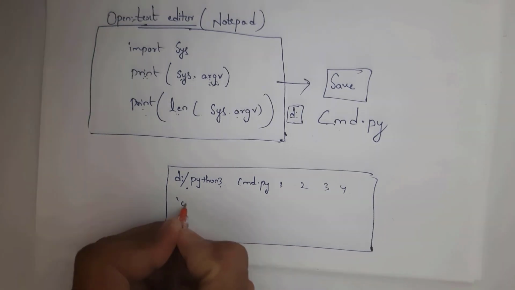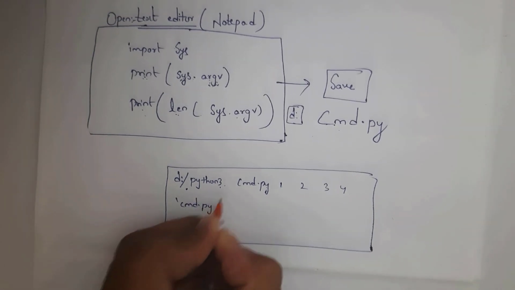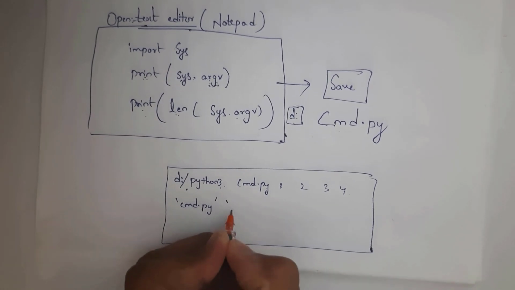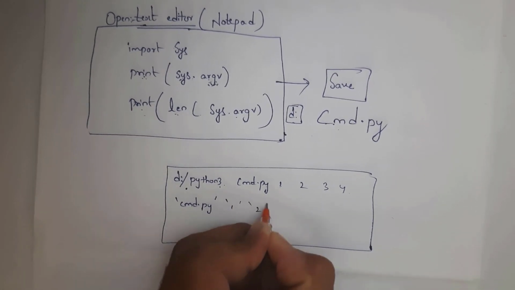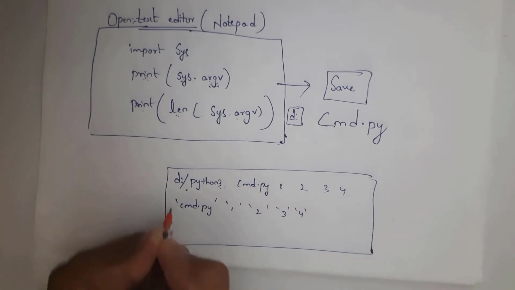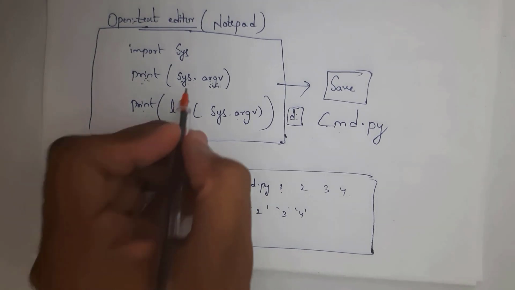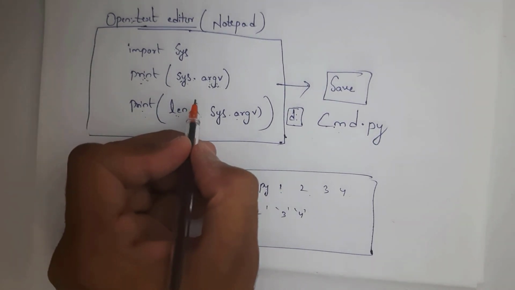Whenever you click on enter you will get output cmd.py, because my file name is cmd.py. So at first you will get output cmd.py in single quotations. Next input 1, input 2, input 3 and input 4. This is my output. Whatever the inputs that you give on this command prompt, this sys.argv will display all those inputs including file name.